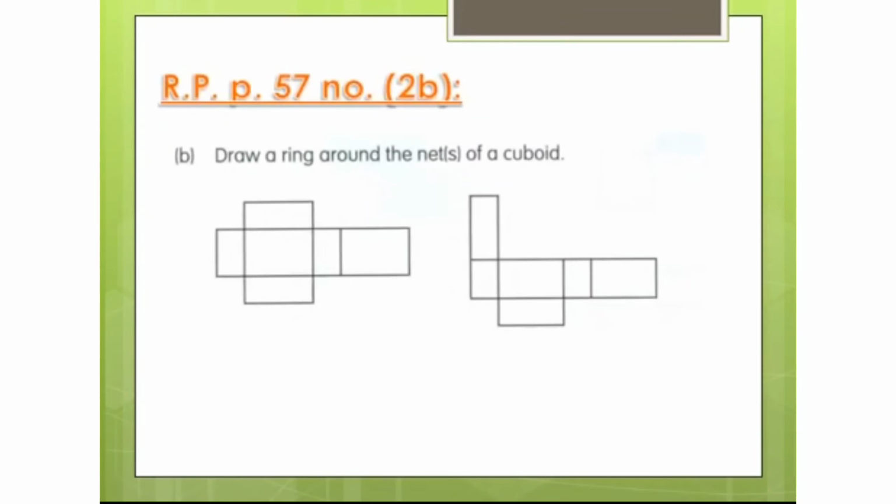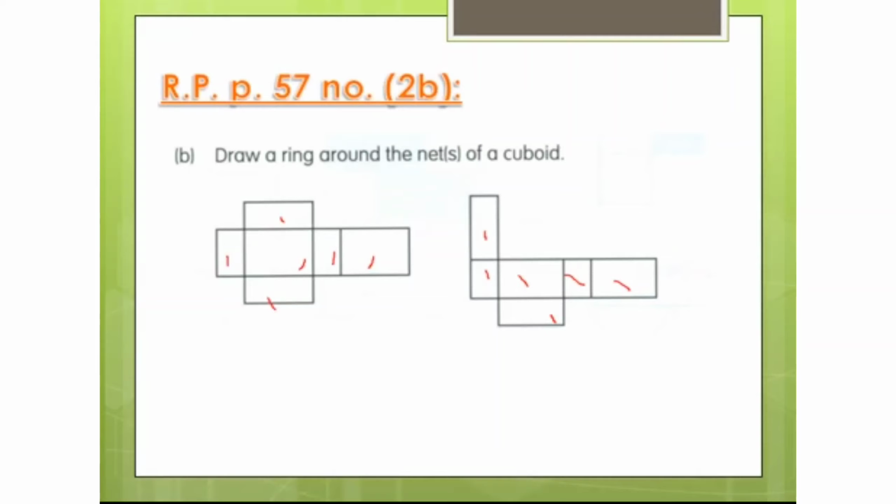Now open your resource pack page 57 number 2. Question B this time. And I want you to draw a ring around the nets of a cuboid. Now both of them I think have 6 faces. Let's count 1, 2, 3, 4 and 5, 6. The other one, 1, 2, 3, 4, 5 and 6. This is confusing. Both of them have 6 faces. Which one is going to be the net of a cuboid?